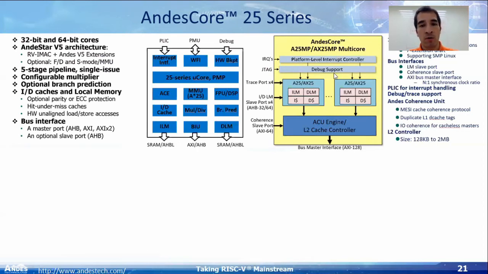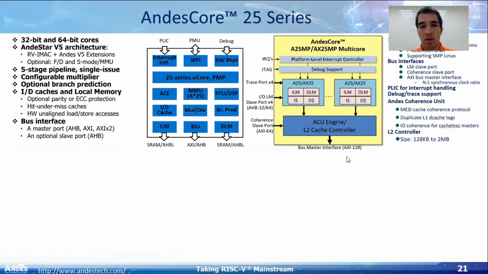We have the debug support over JTAG, which lets you trace and debug all the cores. And then we are also adding an Andes coherence unit, which makes sure that you can add an L2 cache controller and that the data between the cores is coherent. The cores here inside have the A versions. That means there is a memory management unit inside, and that would be perfect to run a Linux system.